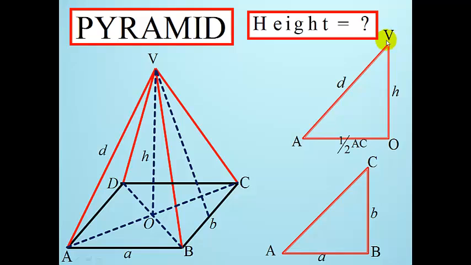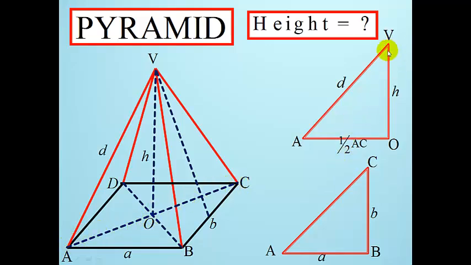That is triangle VAO. Take note that the distance VA has been given to be d. And so we have VA to be d. VO is the height of the pyramid. And AO, the distance from A to O, is half the distance from A to C. That means that if you know the distance from A to C and we divide the distance by 2, we have the distance from A to O.